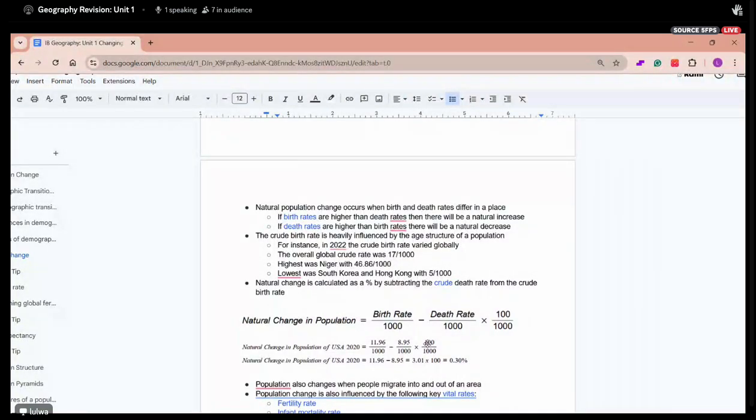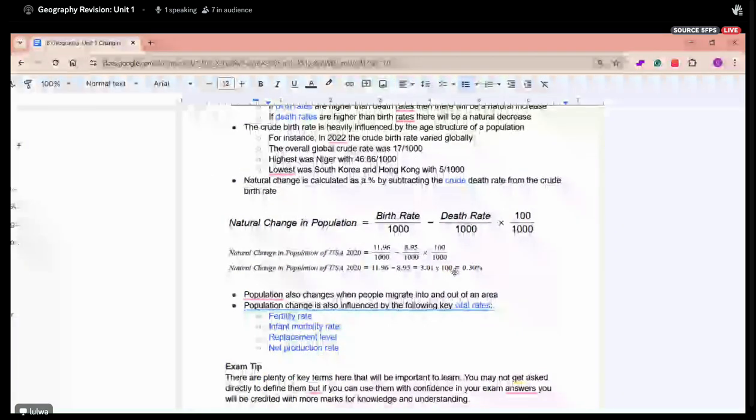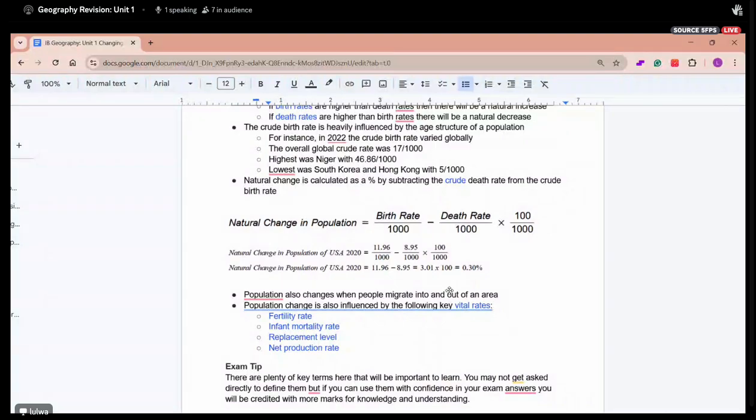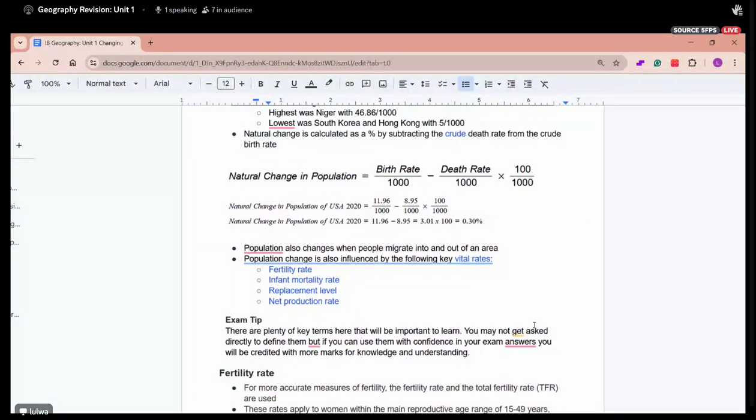And so the natural change is calculated as a percentage. As you can see here, this is the equation. It's birth rate over 1,000 minus death rate over 1,000 times 100 over 1,000. And here's an example of how it's used and how it's calculated. Population also changes when people migrate into and out of an area. So population change is also influenced by fertility rates, infant mortality rates, replacement level, and net reproduction rate.